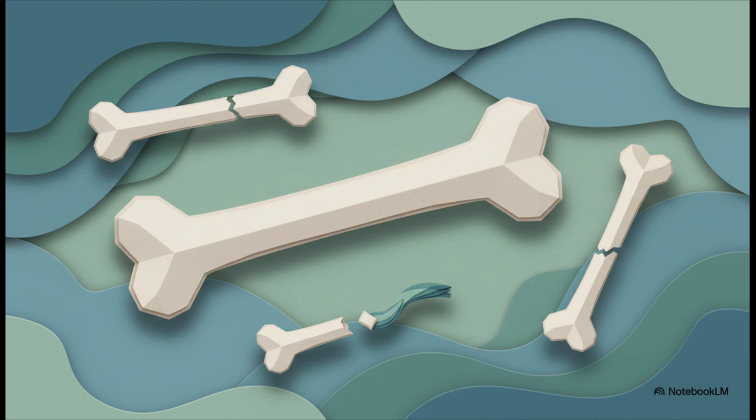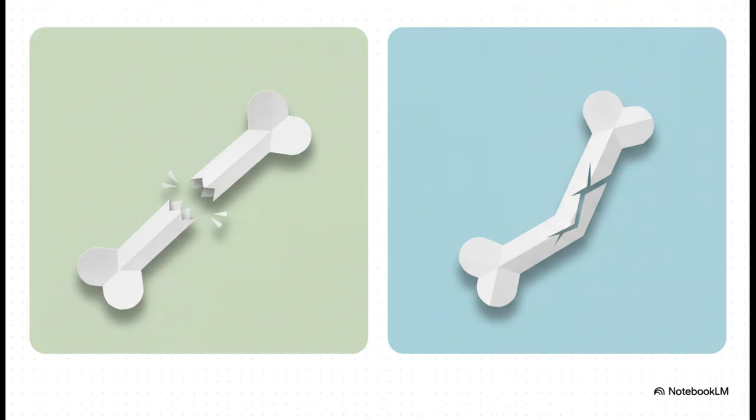A transverse fracture suggests a direct bending force. A spiral fracture literally screams that there was a twisting or torsional force. And an avulsion fracture tells you a ligament or tendon pulled so hard it ripped a piece of bone right off.